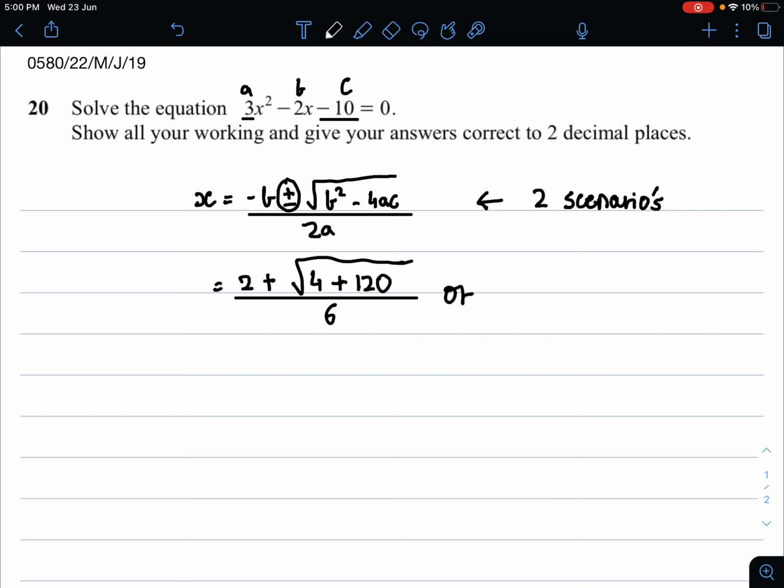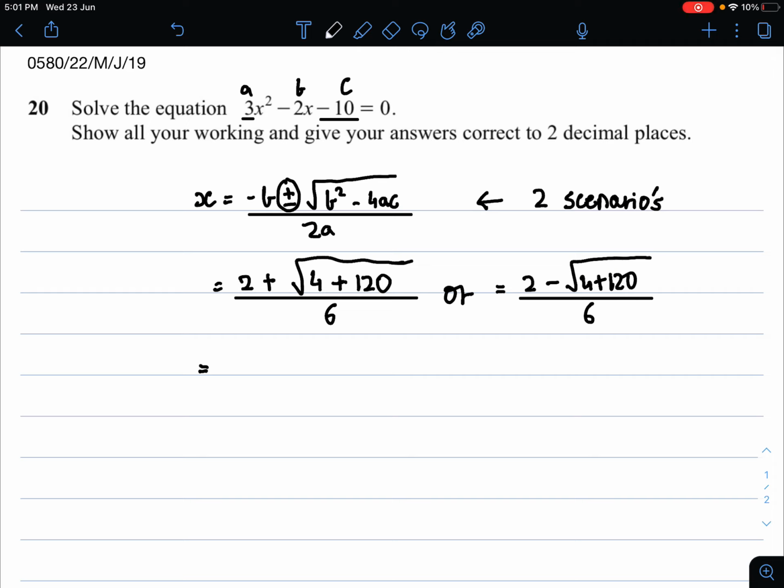Or the second scenario, in this case 2 minus root of 4 plus 120. Everything else stays the same. Only the sign between your minus b and the root changes from positive to negative or negative to positive, depending on which case or which scenario you took first. So 2a would be 6. Now let's go ahead and input this into the calculator.